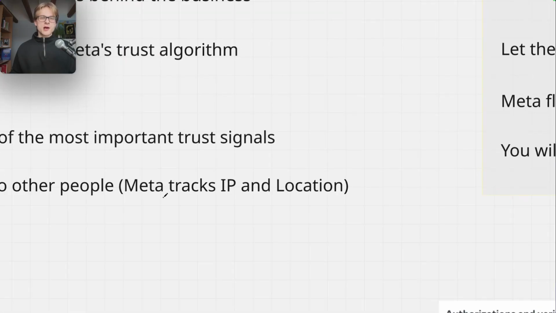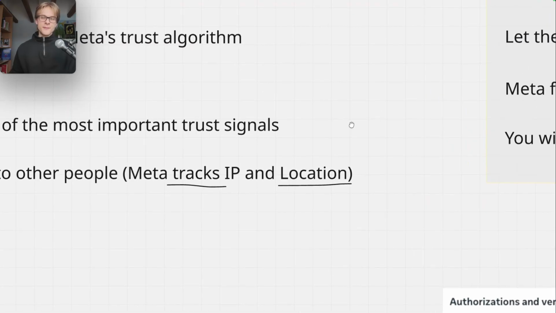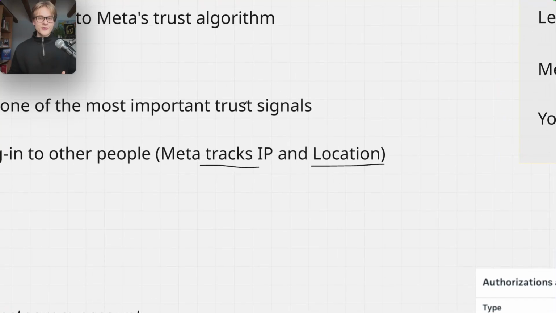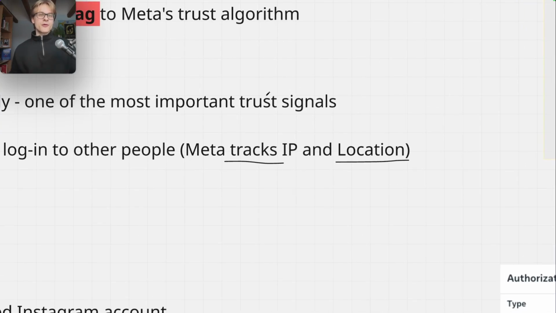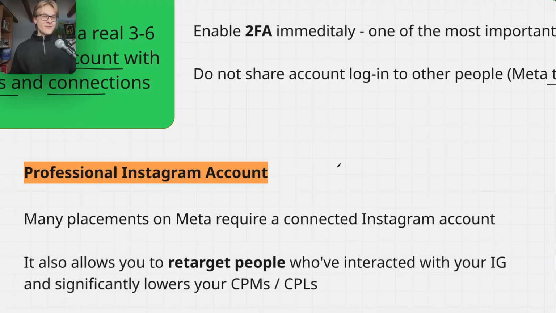Meta tracks your IP and your location. We've done this, and it was probably the reason why we got blocked. When you share your account with someone who's sitting in Miami right now, Meta will probably block you, simply because they know you can't go from, in my case, Germany to Miami in, I don't know, 15 minutes, right?